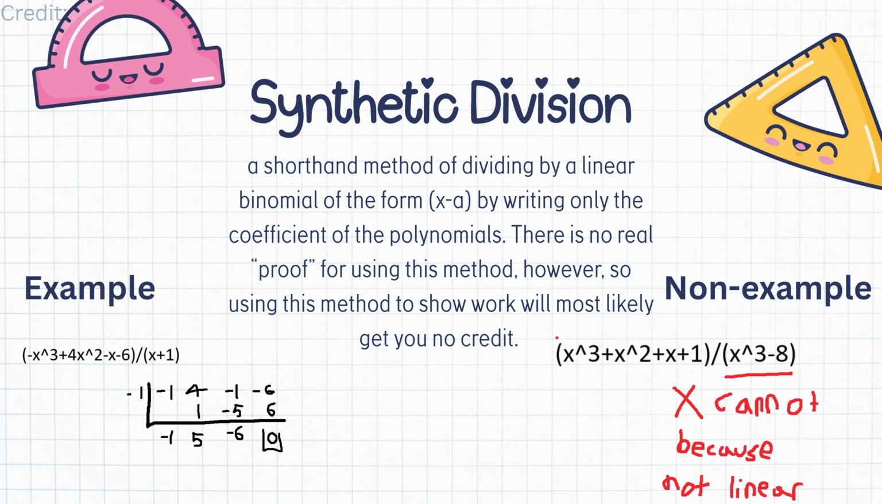Synthetic division is a shorthand method of dividing polynomials by linear binomials in the format of x minus a by writing down only the coefficients of the polynomials. For example, you are able to divide polynomials by x plus 1 because x plus 1 is linear. However, you're not able to divide polynomials by x to the third minus a because it is not linear.